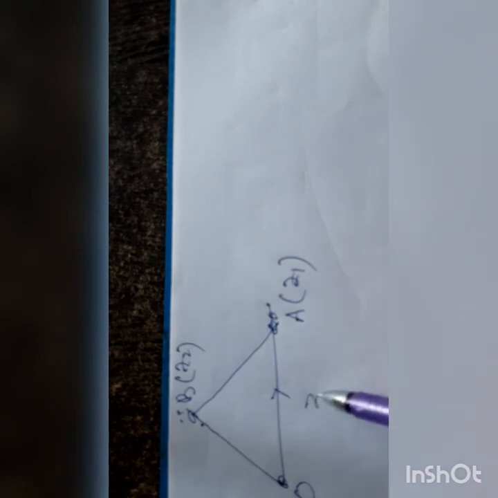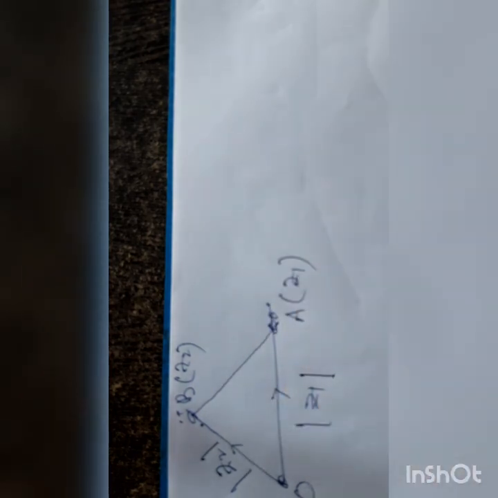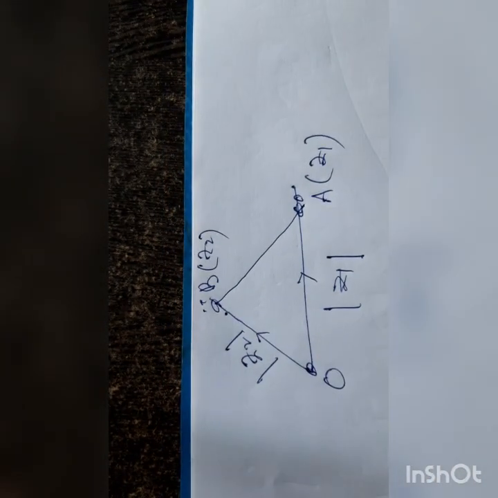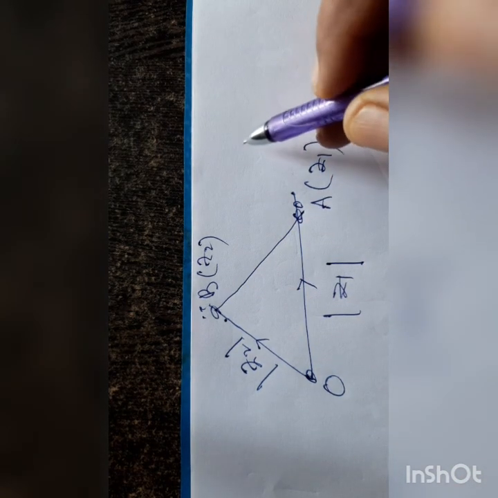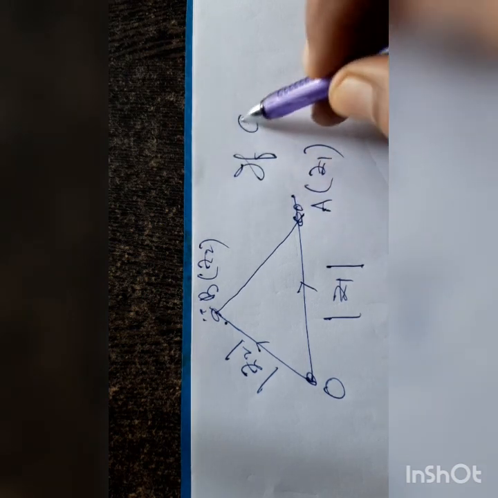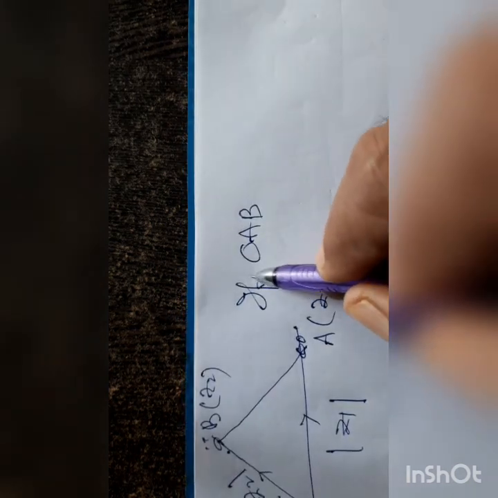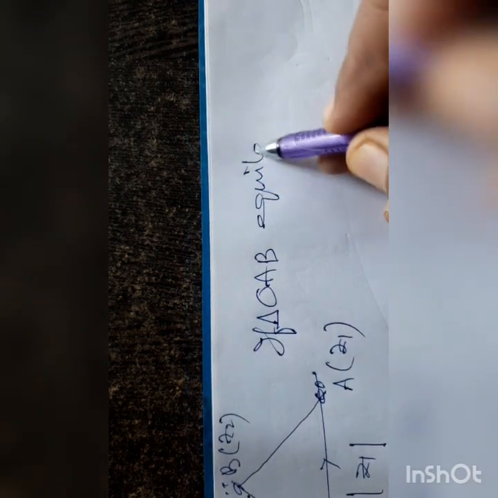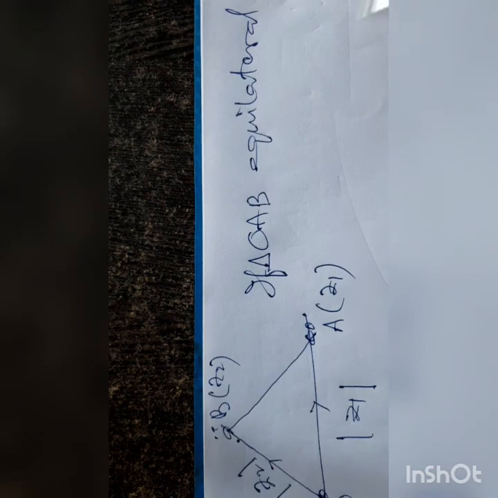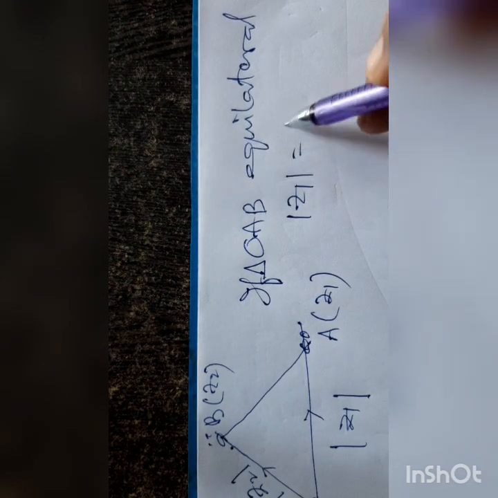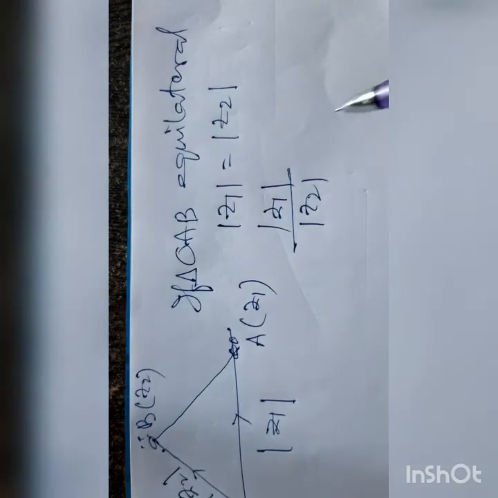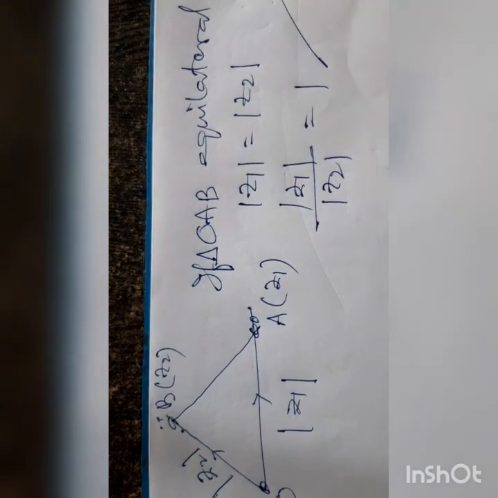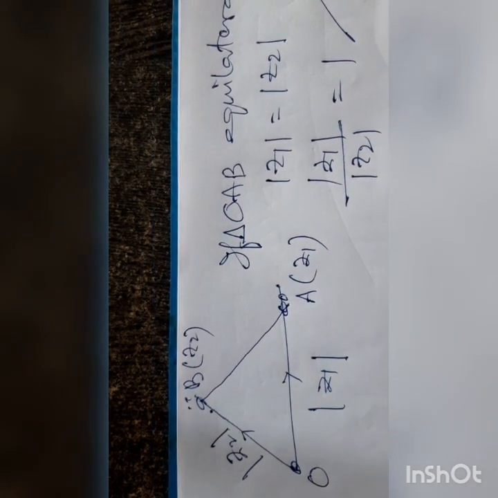So this is Z1, modulus Z1, and this is modulus Z2. That you learned. Here, if triangle OAB is equilateral, mod Z1 equals mod Z2, and mod Z1 by mod Z2 equals 1. That you have to remember, if triangle OAB is equilateral.